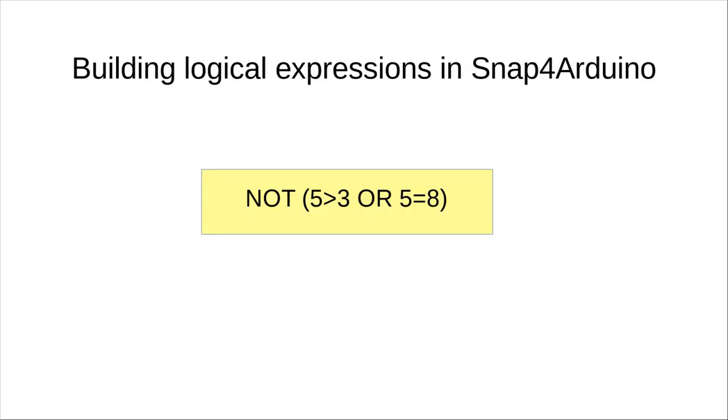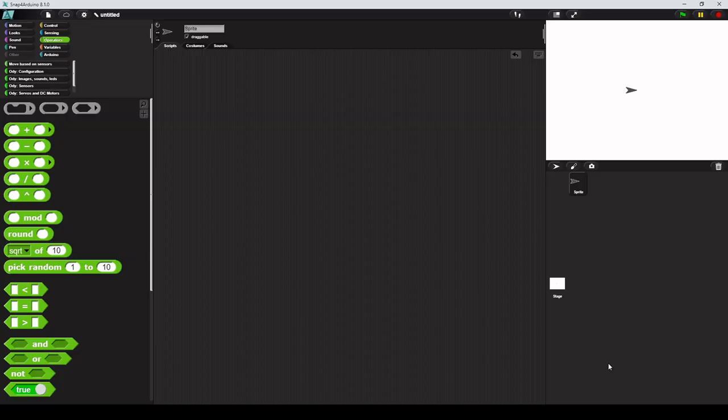And now, let us go to Snap for Arduino and see how to build arithmetic and logical expressions, starting from logical expressions. This is the logical expression we are going to build. Can you find its value before we start? To do this, recall the definitions of the logical operators. You can see here how we build this logical expression. By clicking on any expression, we can see its value.